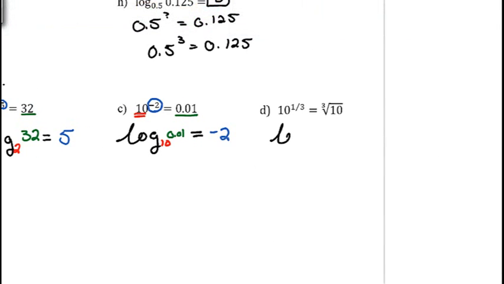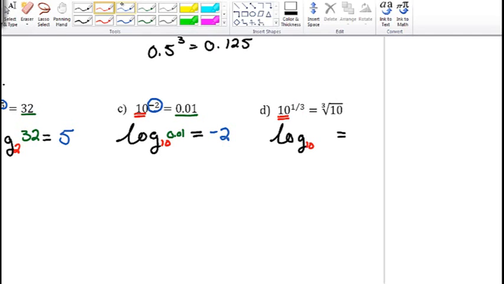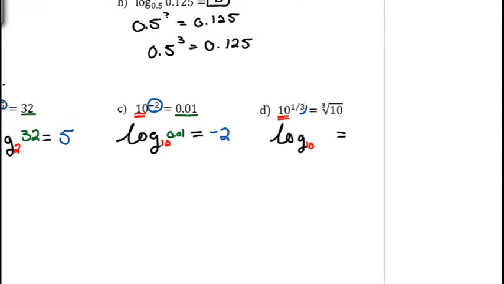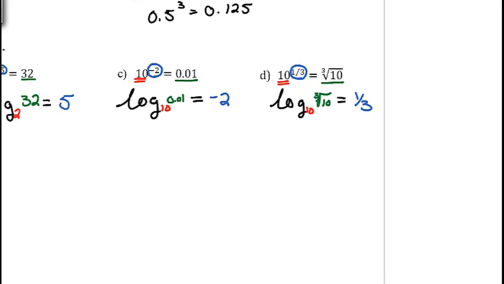And one more of these. So 10 raised to the 1/3 is equal to the cube root of 10. And so 10 is my base, so 10 will be the base of my log. Logs are equal to the exponent, so this log is going to be equal to this 1/3. And the last number to put in its place then is the cube root of 10. So log base 10 of the cube root of 10 is equal to 1/3.